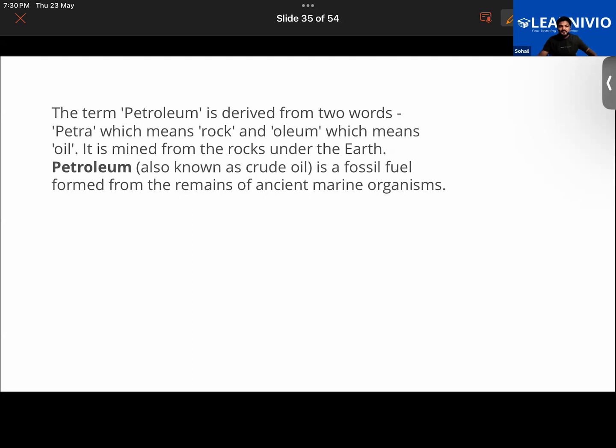Getting it now? So petroleum is used in manufacturing a vast variety of materials that are essential for modern day life.